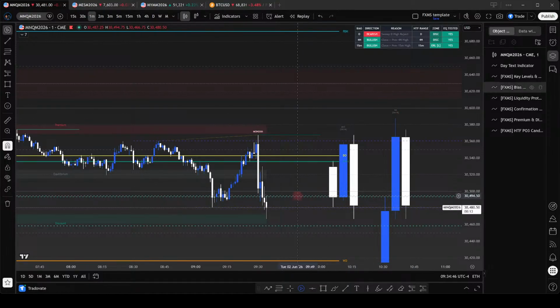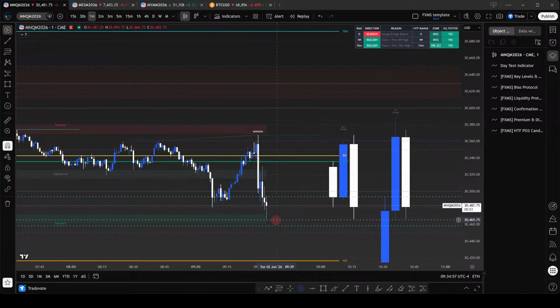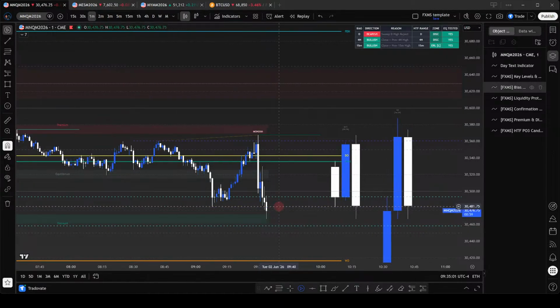15 seconds to close. Let's see if we close back above or below. If we get it closed below, we should see just continuation, but all right, we're getting close above. Nope. Always gotta wait for that last second. Okay, let's see if we get follow through now.